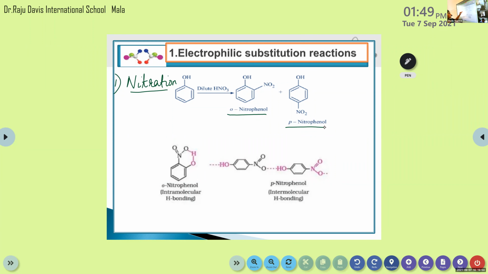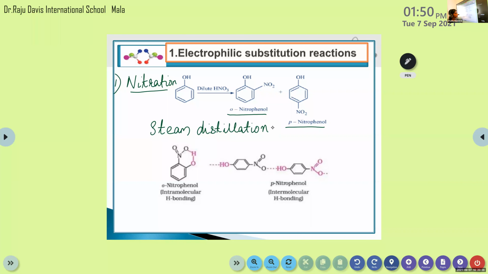So in this case, there are two types of phenols, right? We are separating both this ortho nitrophenol and para nitrophenol using steam distillation. Using steam distillation, we will separate the two products. And the reason is that when you look at the bonding between this ortho nitrophenol and para nitrophenol, in the case of ortho nitrophenol, intramolecular hydrogen bonding is there.